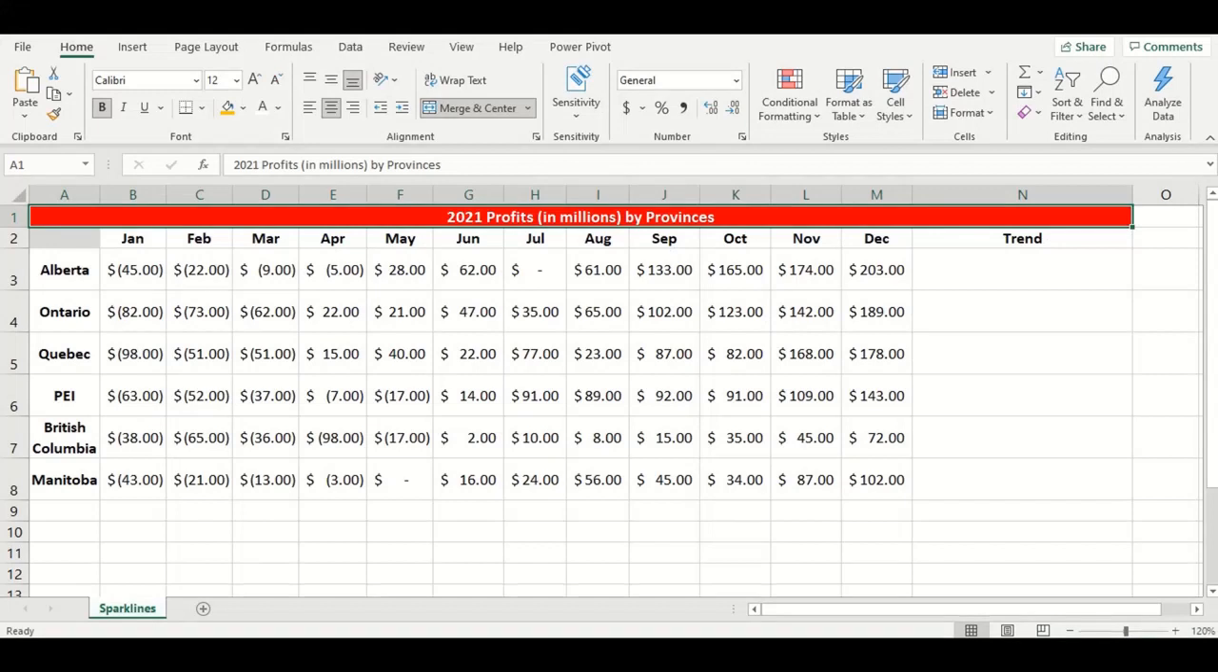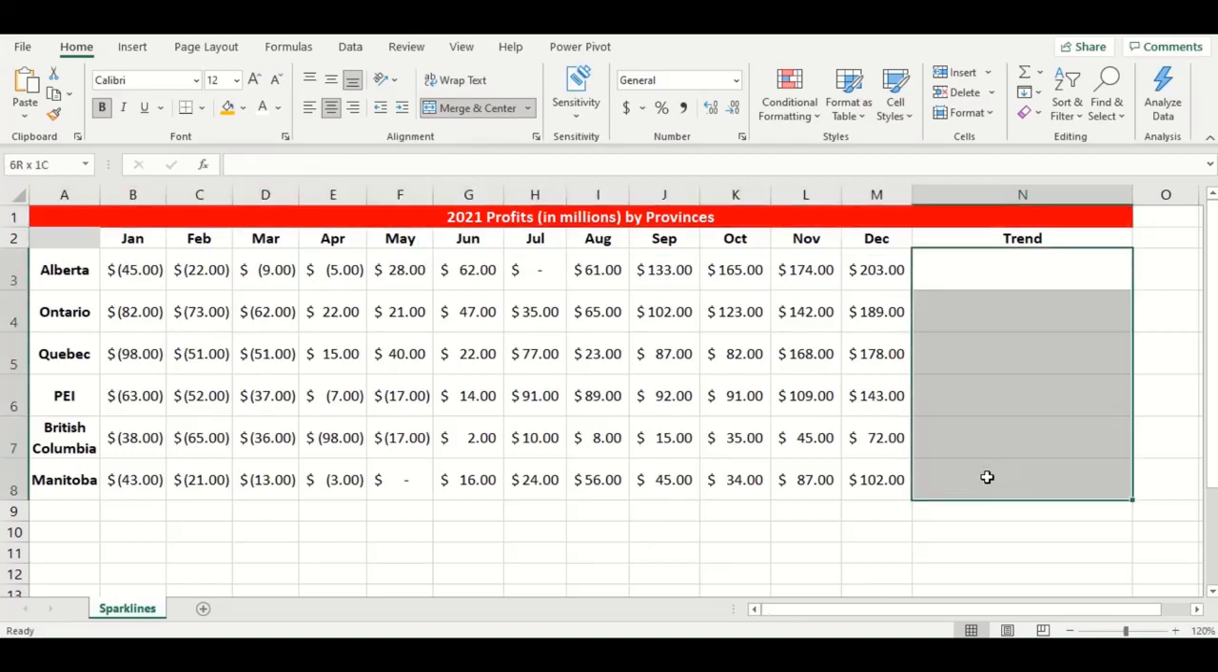So just by looking at the data, you can tell that profits for all provinces are going from negative to positive. The data is negative for most entries in January, February, and March, but as we move forward, the numbers are getting better. Considering these are profits, we want our numbers to go from negative to positive, of course. Now, instead of creating a chart for each of these provinces to compare the trend, let's instead insert sparklines in the cell just to the right of it.